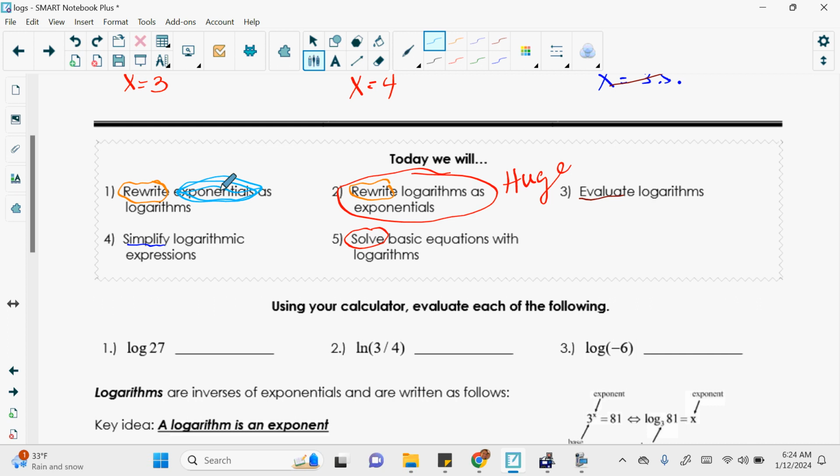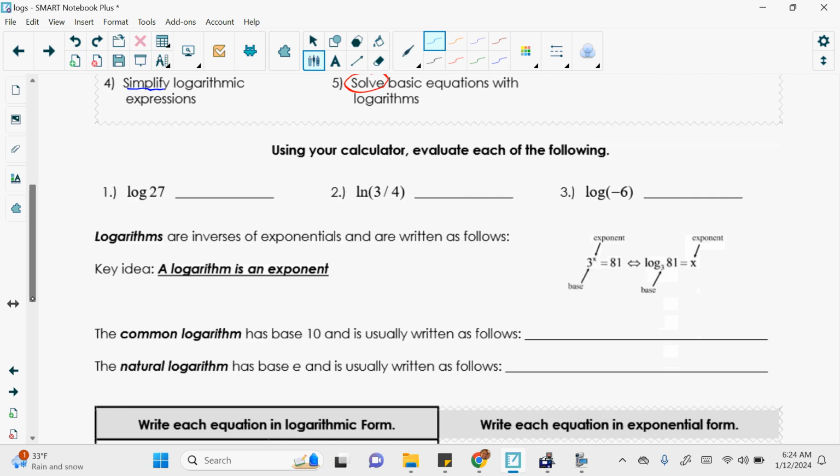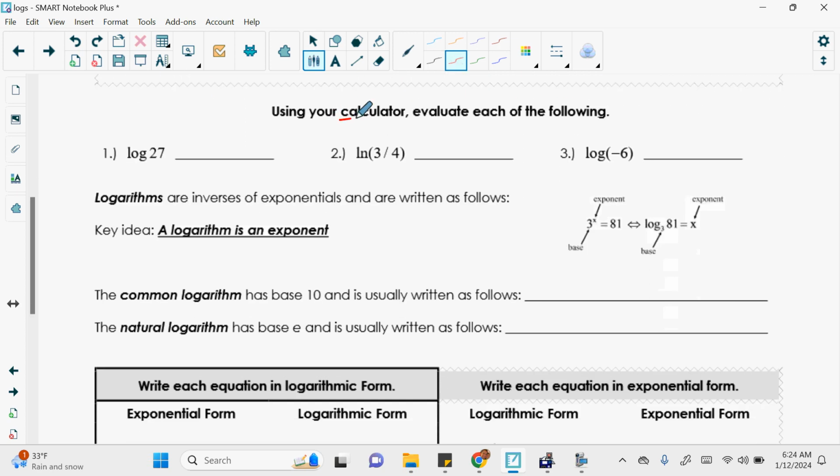So let's take our calculator, and I want you to get some practice finding these things in your calculator and making sure that you're getting the same value. So number one says log 27. So now I'm going to intentionally start hitting the buttons.